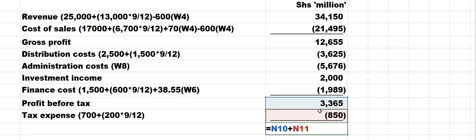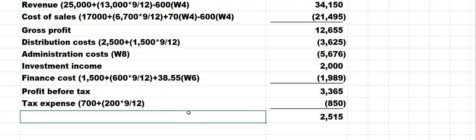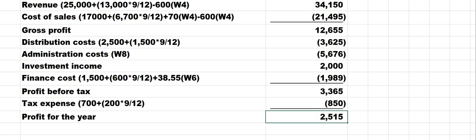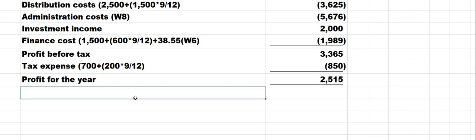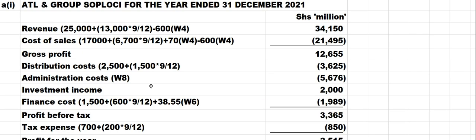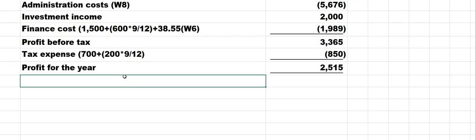So we can get our profit for the year, which is this. That's our profit for the year. Then since it's a statement of profit or loss and other comprehensive income, you will say other comprehensive income.